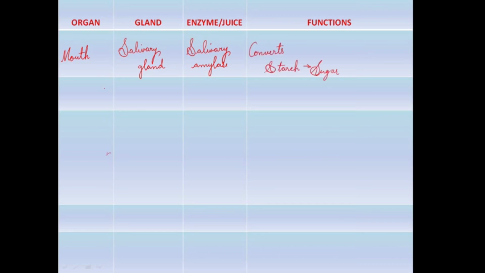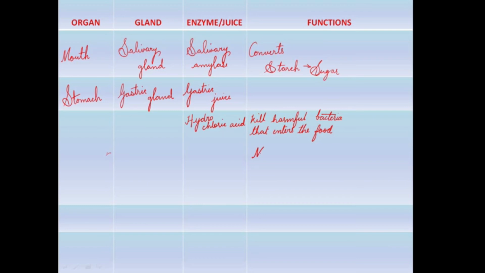The second organ which is present in the digestive system is the stomach, and the gland which is present is the gastric gland, and it secretes gastric juice. The fluid which is present in the stomach is HCl acid, that is hydrochloric acid, and its function is that it kills harmful bacteria that enter the food, and also it makes the medium acidic for the action of pepsin.